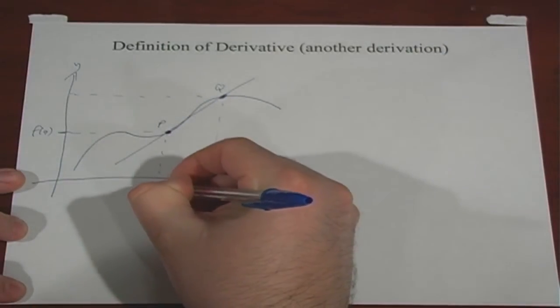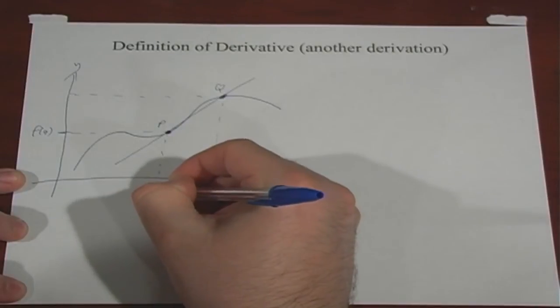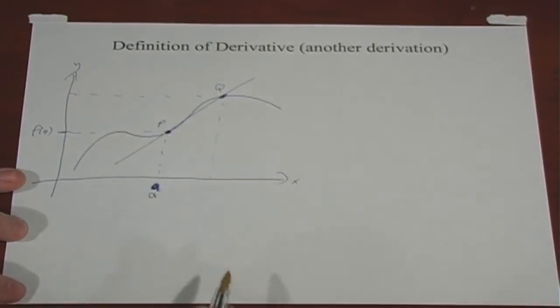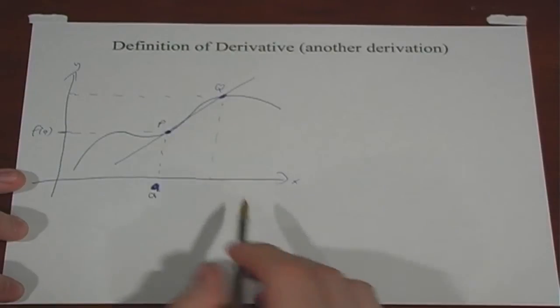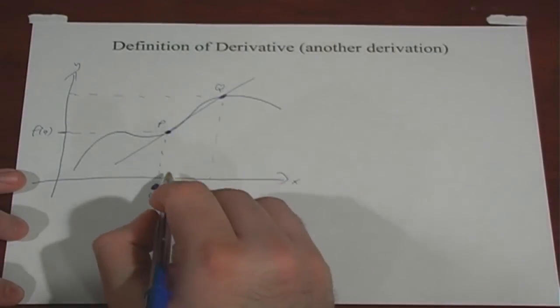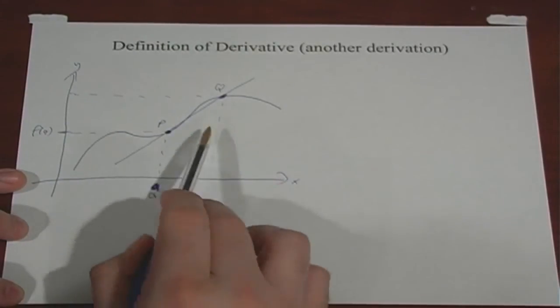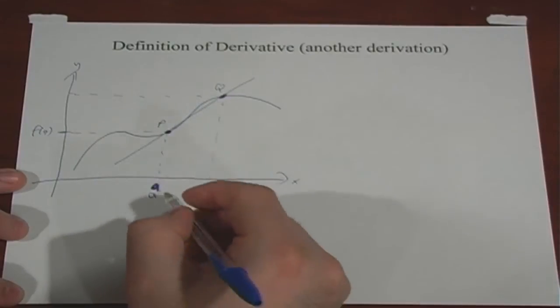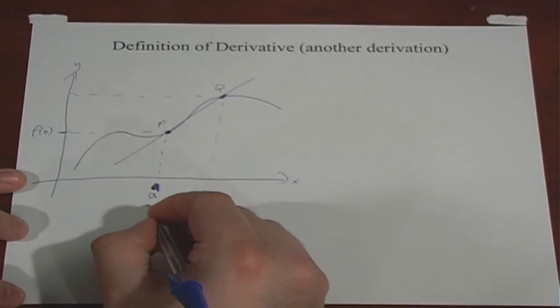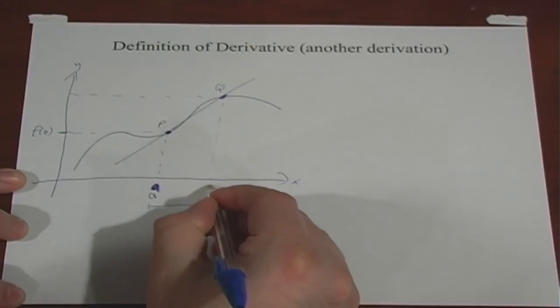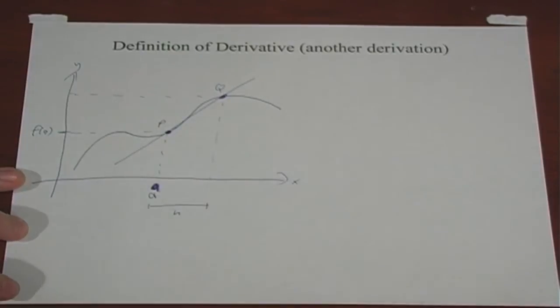So the x-coordinate of P is a. But now instead of calling this x, the way I did in the other derivation, I'm going to call the distance between the x coordinates of these 2 points something. So instead of calling the x coordinate here something, I'm going to say, okay, what's the distance between those 2 x coordinates? I'm going to call it h. Again, it's just a relabeling of things.